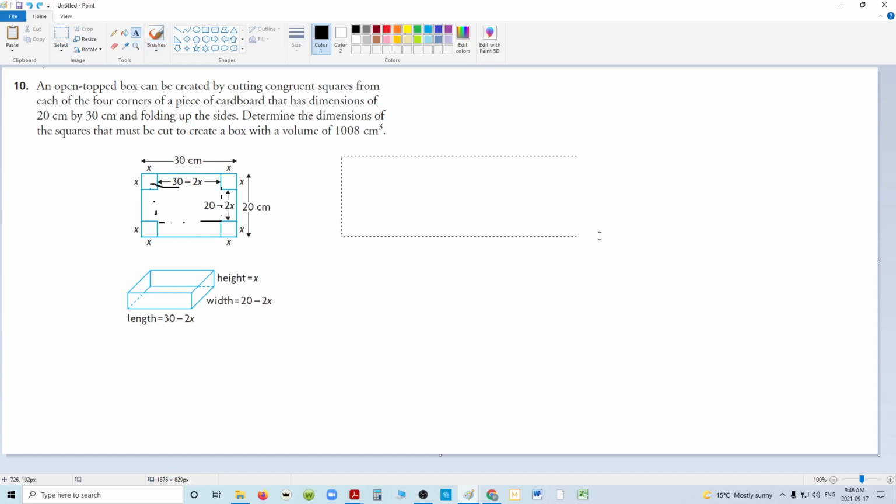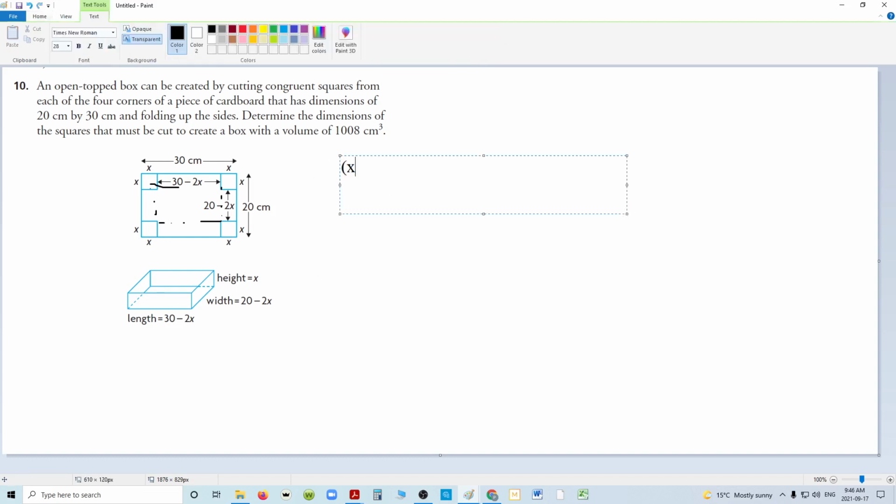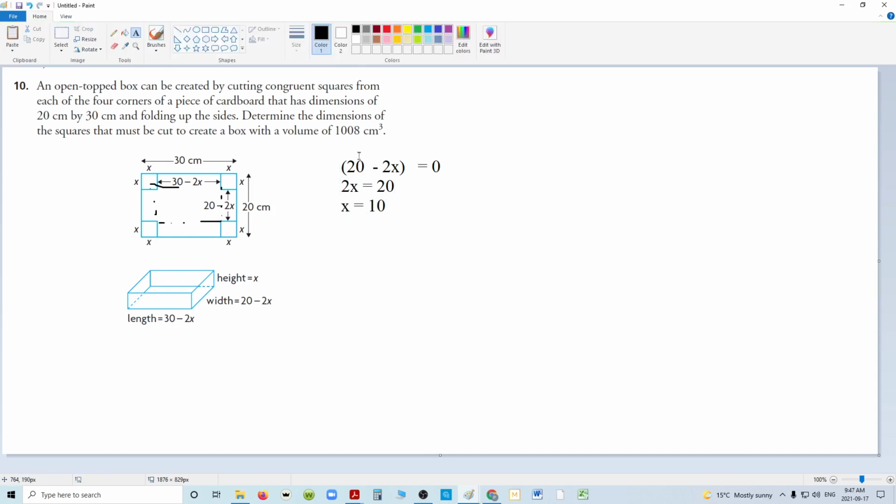Now let's ask ourselves, if one of the sides is 20 minus 2x, what values of x will make this impossible? Well, you can't have a 0 dimension, so 20 minus 20 is impossible. If you set this equal to 0, you discover 2x is equal to 20, x is equal to 10. So that means you can't go past 10 for x.